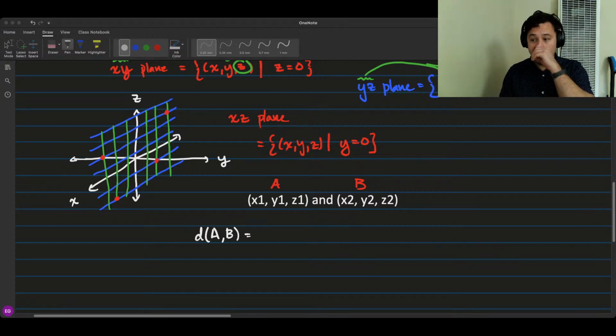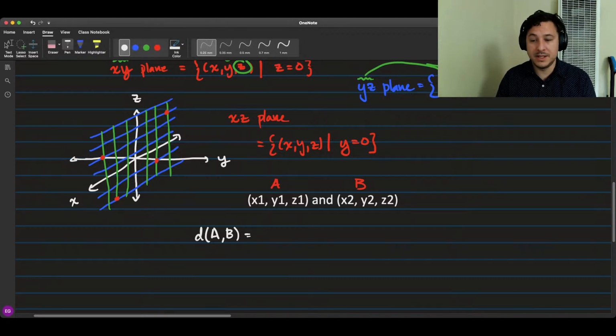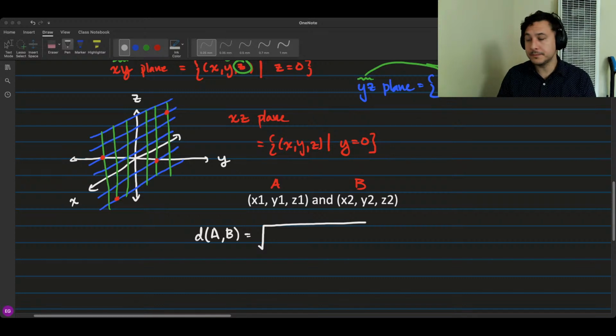We have a formula for R2. There's also a formula for R3. And thankfully, it is super similar to the one from R2. So the distance formula has a square root. Now, normally, what would you do with the x values? Like, what would you do with the values if you were in R2? Like, how would you get the distance between one point and the other point? How would you describe that in words? Honest question.